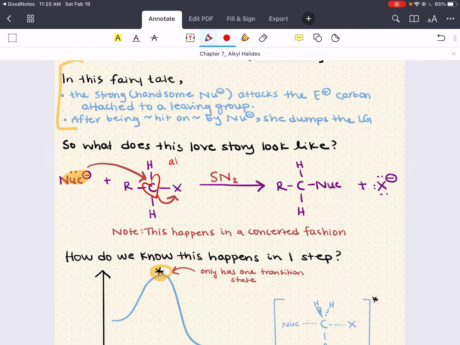This is our alkyl halide, and this is our nucleophile. Our nucleophile falls in love with our electrophilic carbon here, and decides to hit on her. It attacks her.